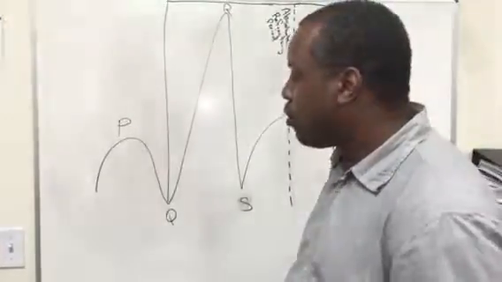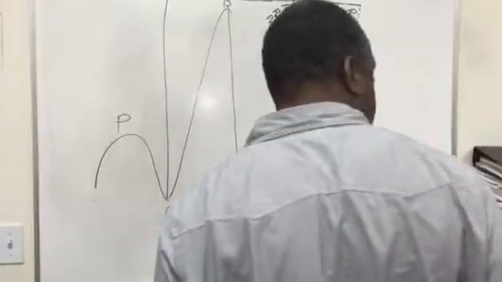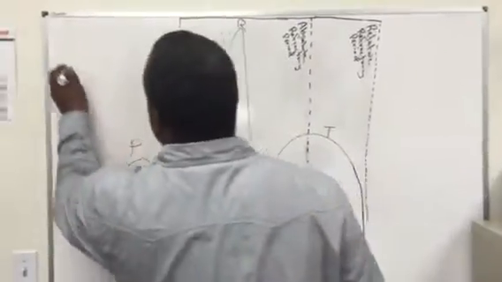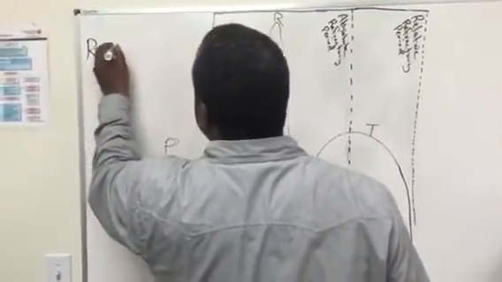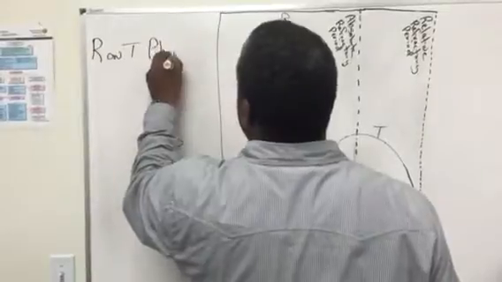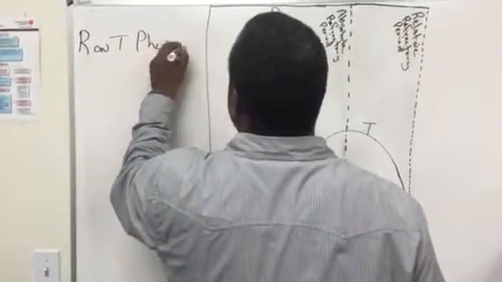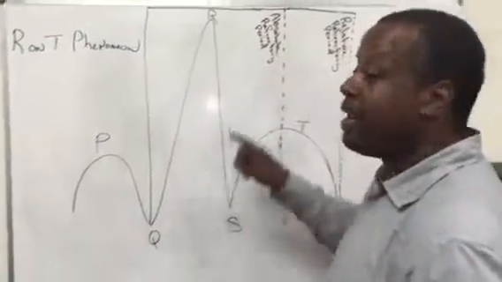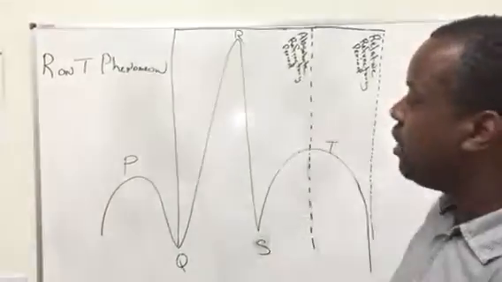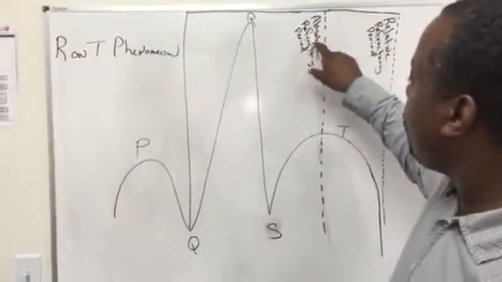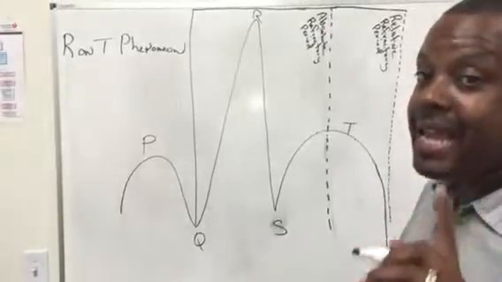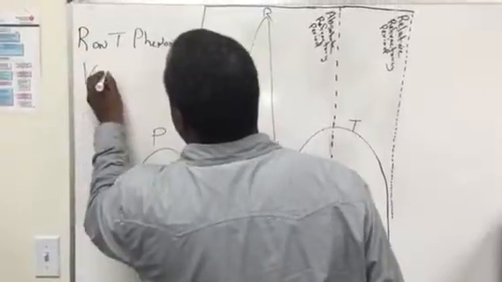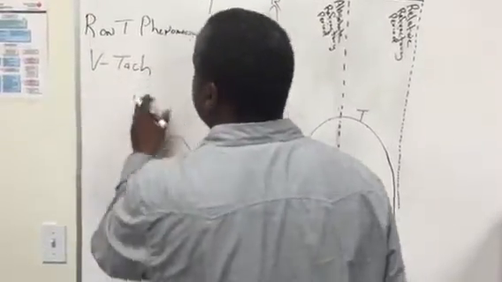Now, one thing we all hear about is the R on T phenomenon. That actually occurs in the absolute refractory period, because the heart will relax and contract at the same time, and that can throw a patient into VTAC, ventricular tachycardia.